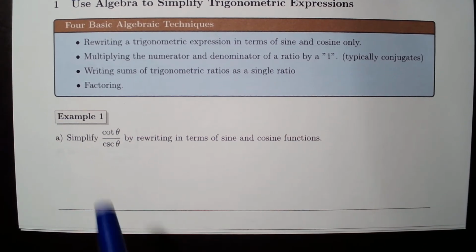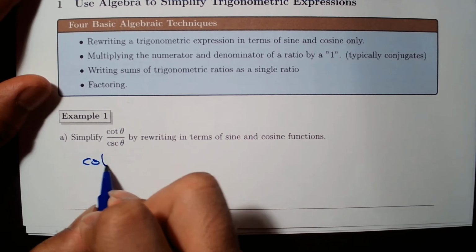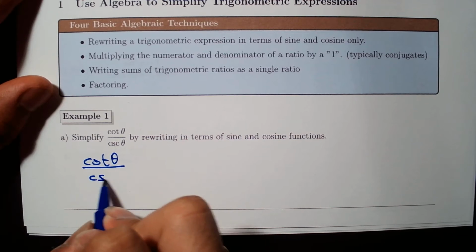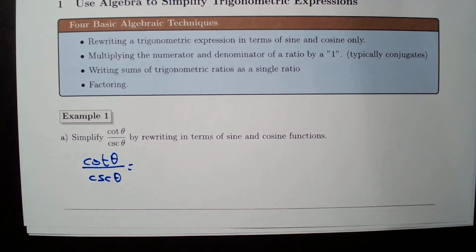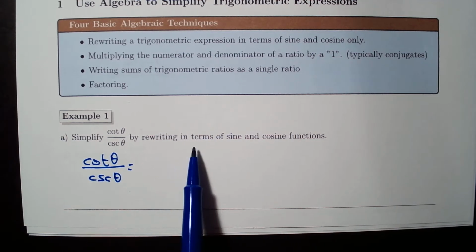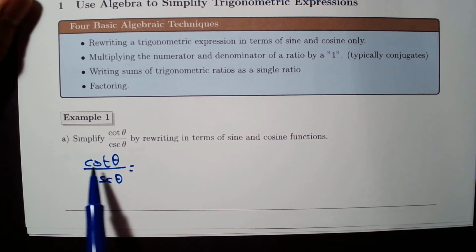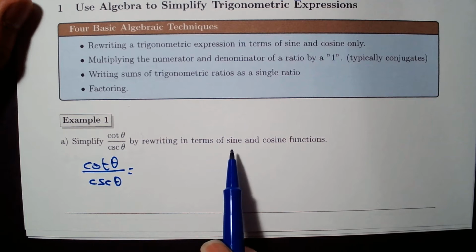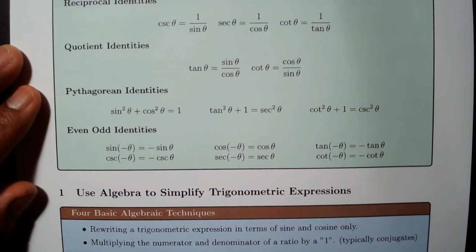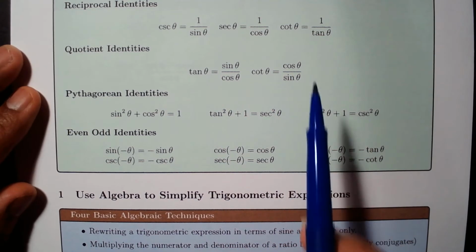They're asking us to simplify the ratio cotangent theta over cosecant theta. In this case, they're asking us to simplify this by rewriting in terms of sine and cosine. So what are we going to do? We're going to use a couple of identities here. For cotangent, we're going to look for an identity written in terms of sine and cosine, and we have this quotient identity here. So cotangent is cosine over sine.